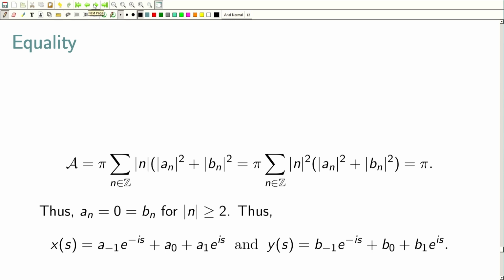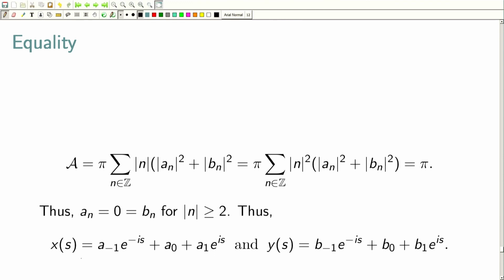Therefore, x(s) is equal to a minus 1 e to the power minus i s plus a 0 plus a 1 e to the power i s. So in the Fourier series, the a n's are 0 for mod n greater than or equal to 2. Now the Fourier series of x(s) becomes this, a trigonometric polynomial which will look like this.